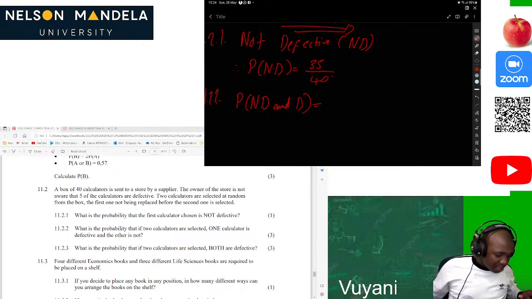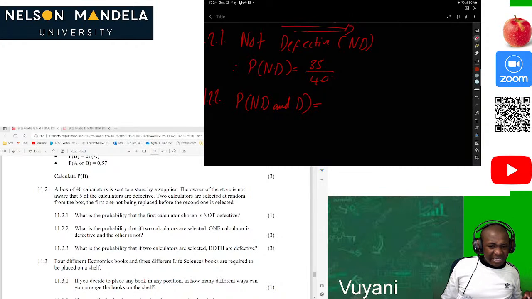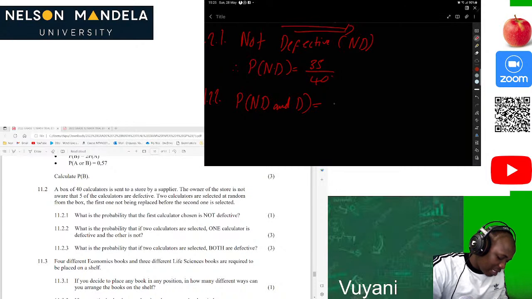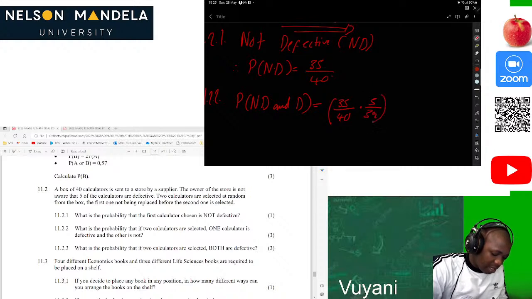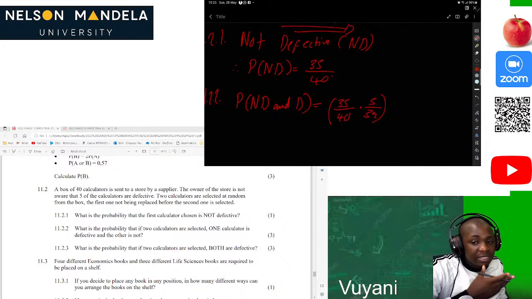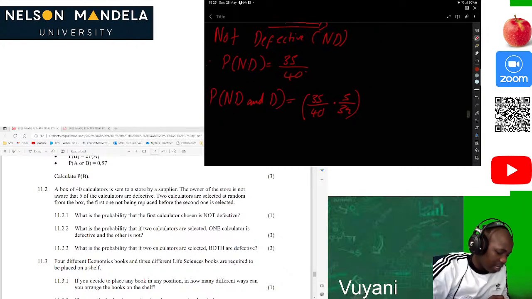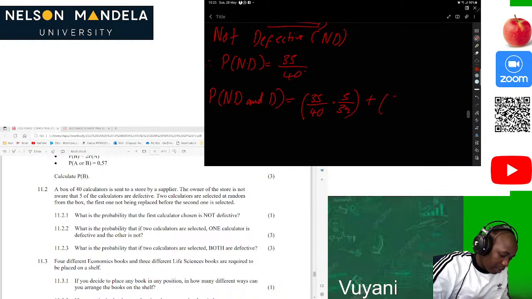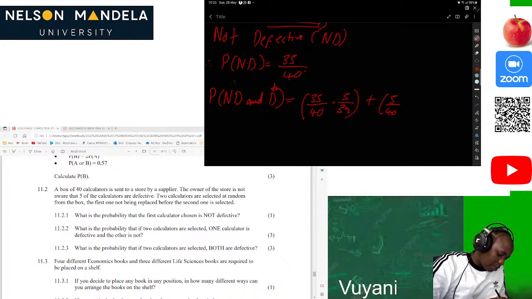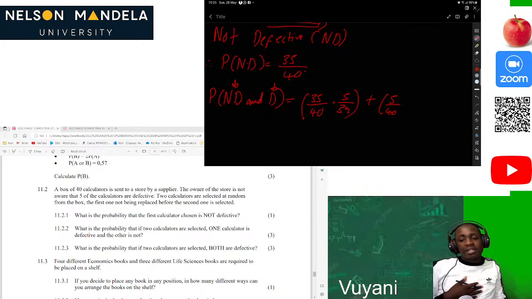So we can also do this by the aid of a tree diagram so that you can be accurate with the answer. But this is also straightforward because we know that the probability of not defective is 35/40. Then we multiply that by 5/39, okay? Because we say that the sample space has now already changed because there is that one which was taken and not replaced, okay? Then plus 5/40, which is the one for the defective. This is for the defective one, not defective. So 35/40 times 5/39, okay?